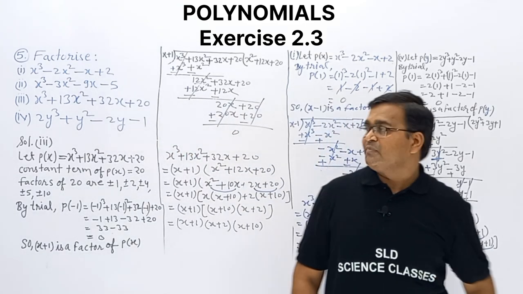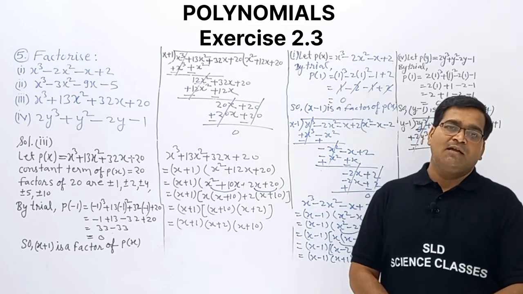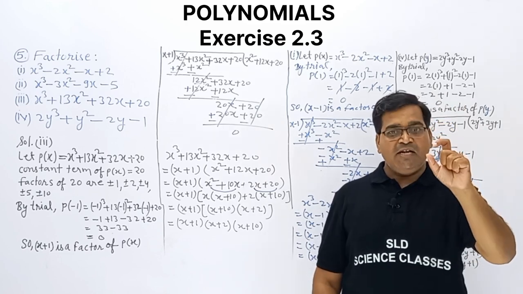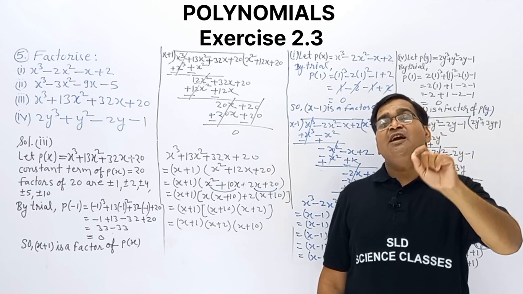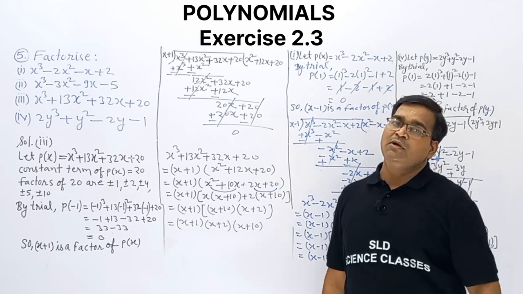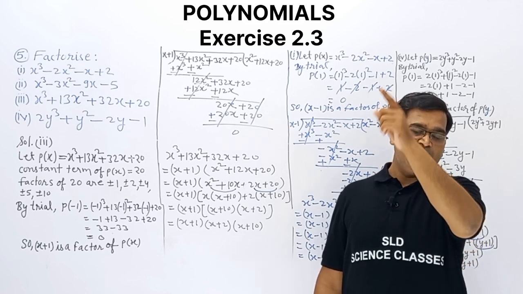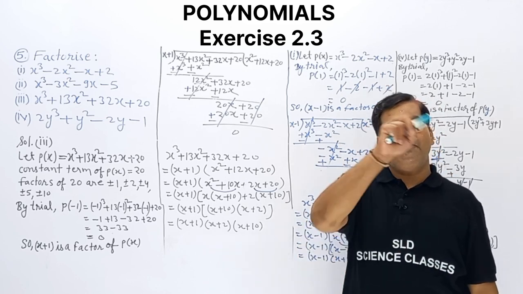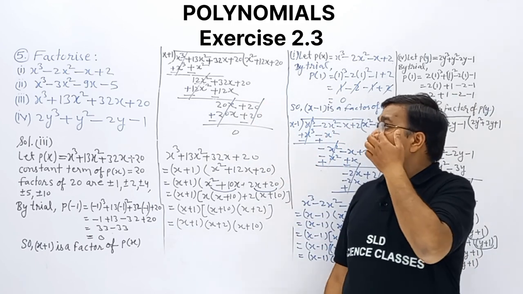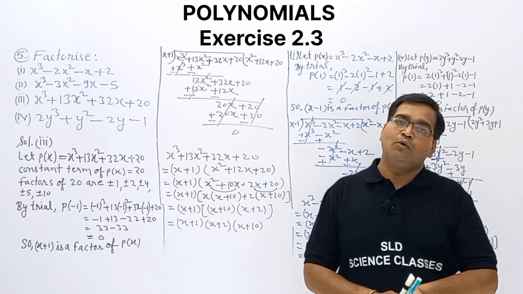So in these questions we are factorizing cubic polynomials. In the quadratic polynomial, how will we factorize? We are splitting the middle term into two parts. The sum of the two parts should be equal to the middle term, and the product of both parts should be the product of the first and last term. Clear? But in the cubic polynomial, what are we doing? First, by trial we are finding a zero.